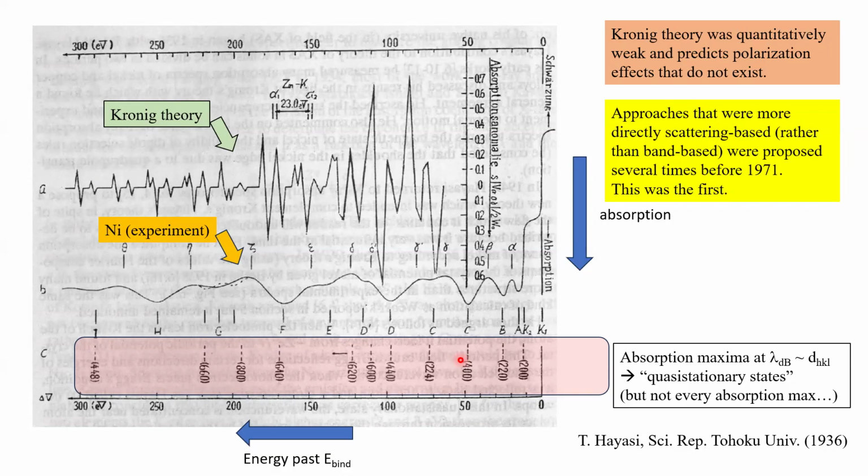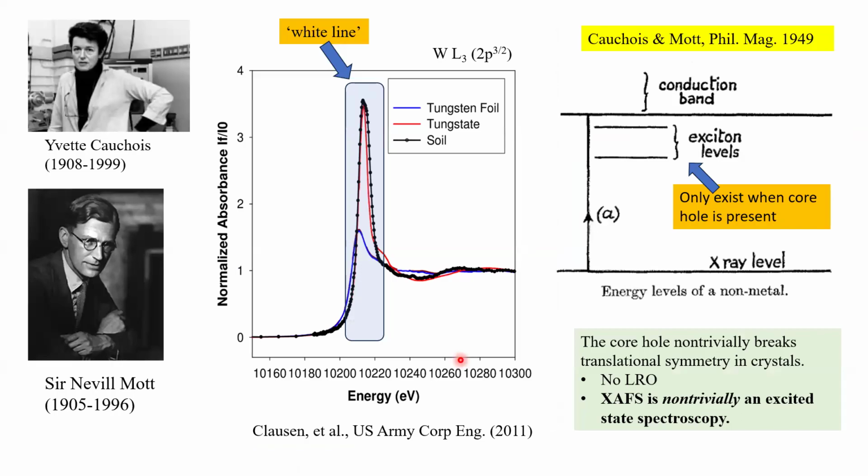Again, the Kronig theory was quantitatively weak and also predicted polarization effects that don't exist. There were a number of scattering-based ideas that were proposed several times, including this one we're talking about, before 1971. Some other ideas also came before Sayre, Stern, and Lytle. So Yvette Cauchois, a famous X-ray spectroscopist from France, and Sir Neville Mott, who later received the Nobel Prize for metal insulator transition, worked together to try to understand why in some cases you get a strong enhancement of absorption near the Fermi energy. And they ended up arguing, and this is very important, that there was an excitonic contribution to such peaks at the Fermi level.